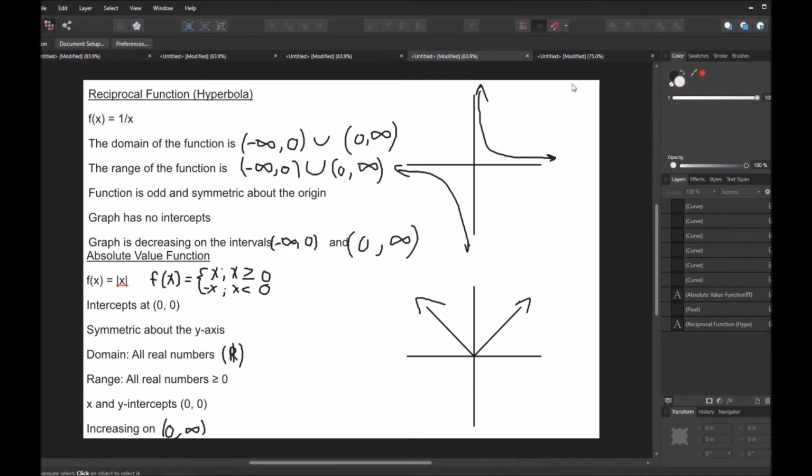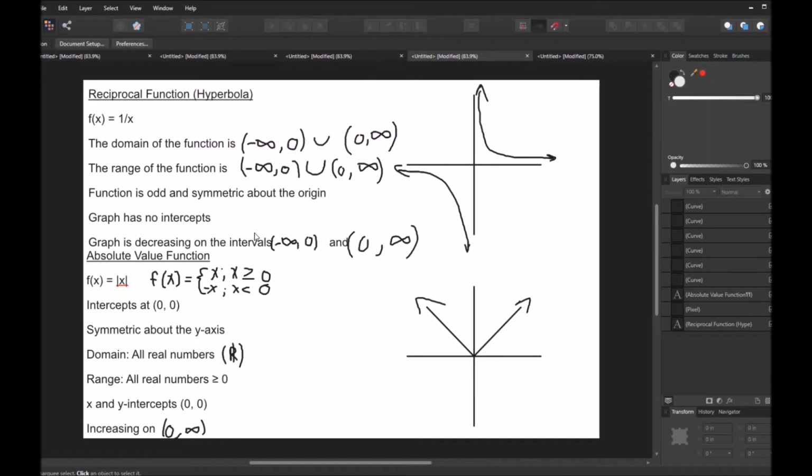So as you can see from this hyperbola here, the graph never intersects with any of the axes. You can see that the domain and range are negative infinity to 0 and 0 to infinity, but it will never be at 0. That's why it's open brackets around the 0, because if you were to plug in 0 for x, you'd get 1 over 0, which is undefined.